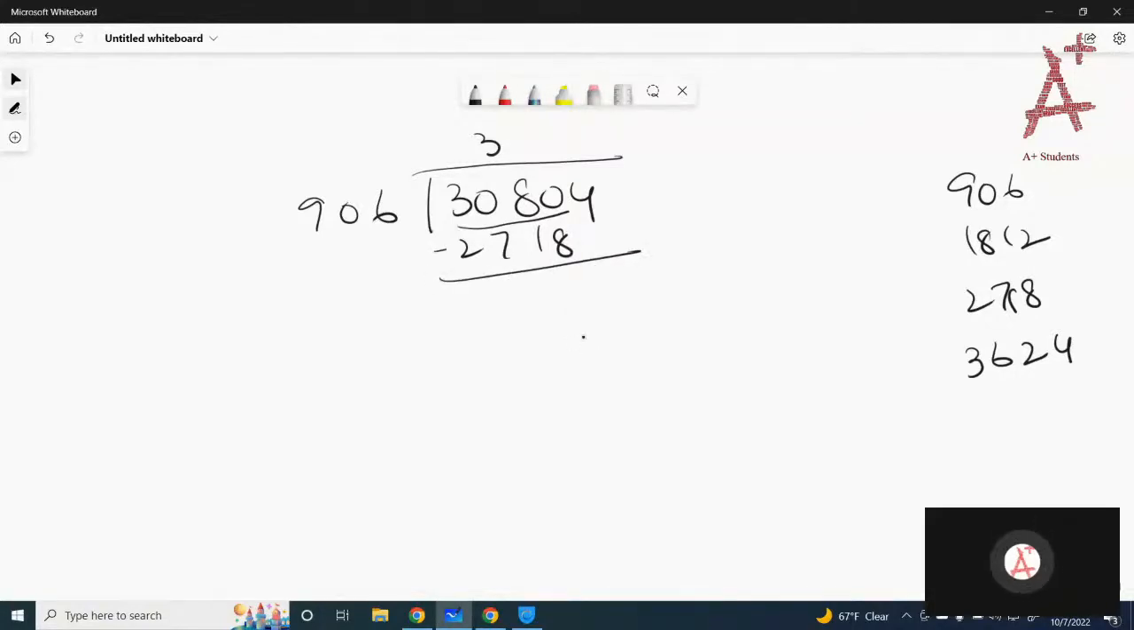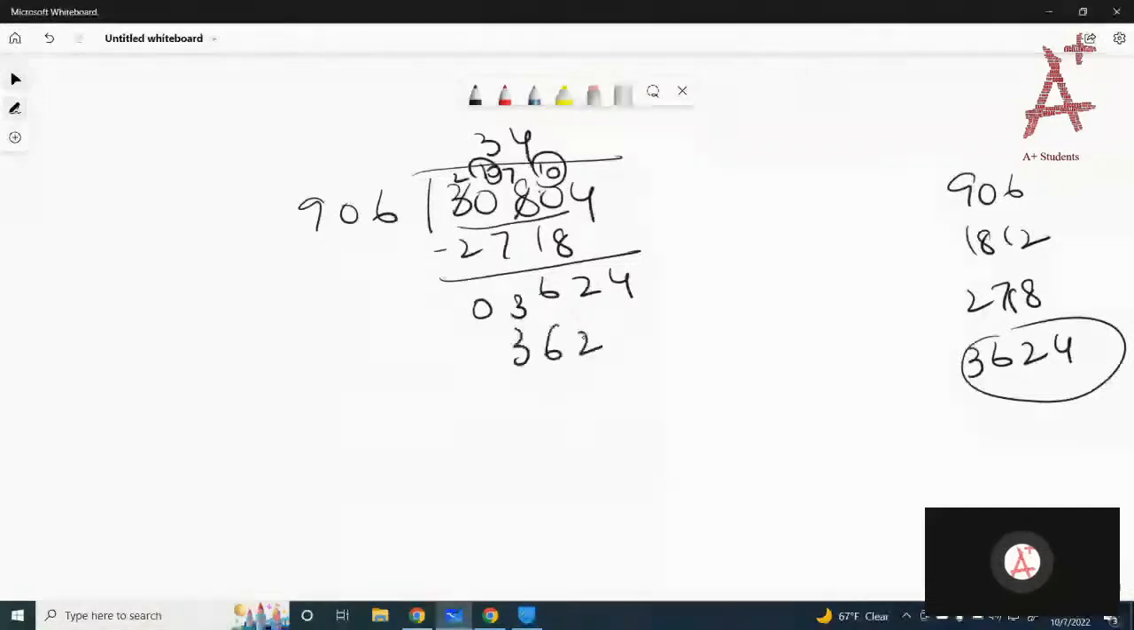We cannot subtract 8 from 0, so we have to borrow 1. It would be 10. 10 subtract 8 is 2. Then 7 subtract 8, we borrow 1 and have 10. 10 subtract 8 is 2, and then 2 subtract 2 is 0. So again, you have to bring the 4 down. It would be 3624. So we can go for 906 times 4, which is 3624. Got it? So the correct option is 34.